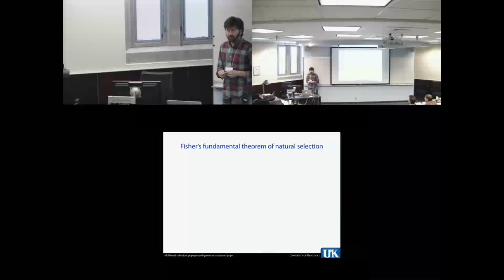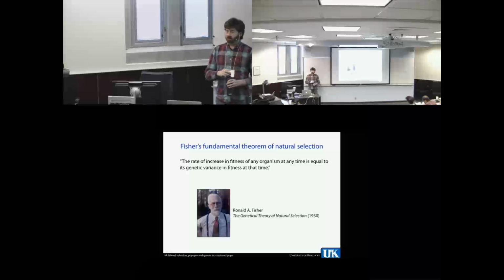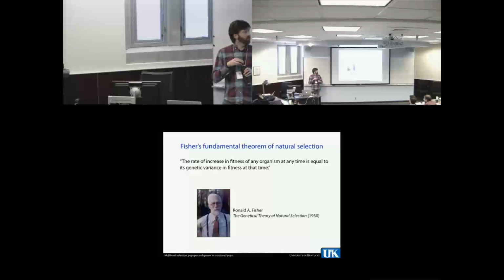So starting with Fisher's fundamental theorem, this was written by Fisher in a book in 1930, and it wasn't really a theorem because he didn't really prove it or say anything about it that was too understandable at the time. It's been something that people have spent a lot of time arguing about, but he said this thing just in text, that the rate of increase in fitness of any organism at any time is equal to its genetic variance in fitness at that time.